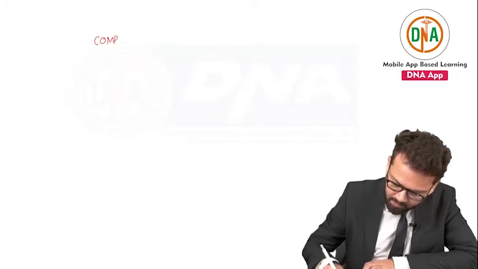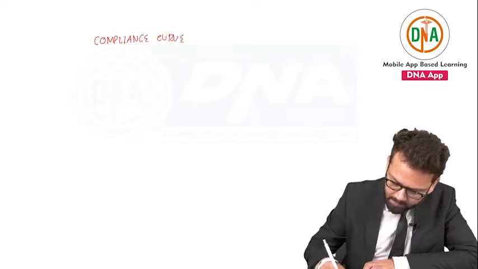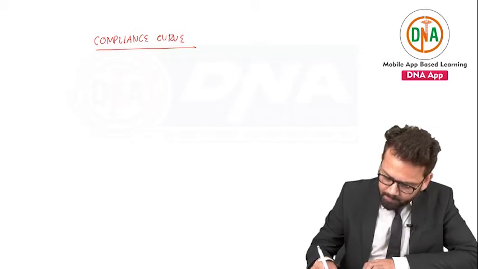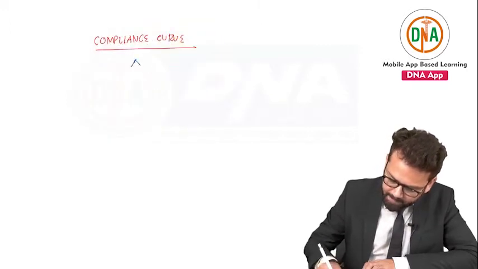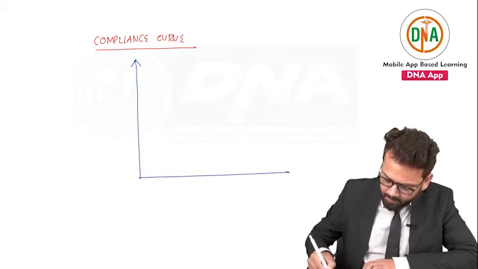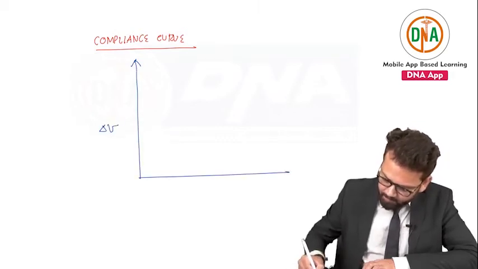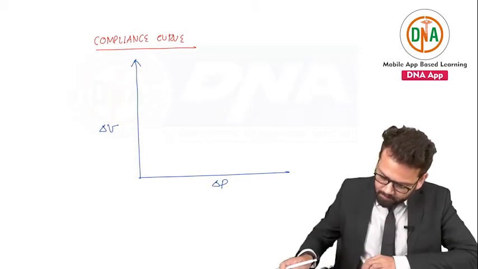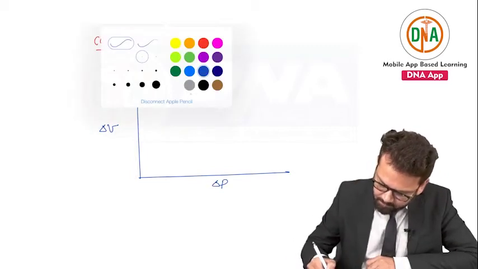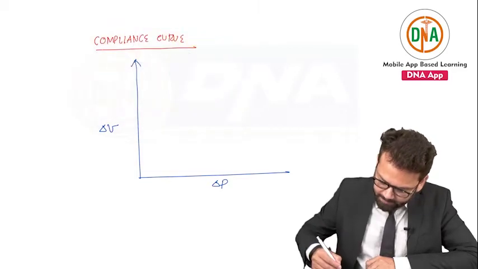There is one more curve, which is called the compliance curve. We make a diagram of delta V by delta P. This diagram will be somewhat like this.